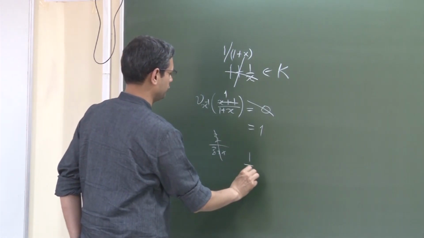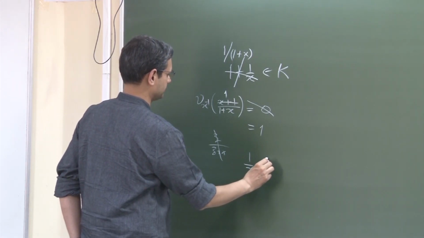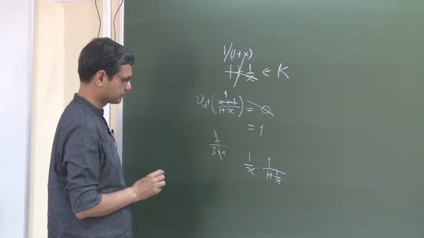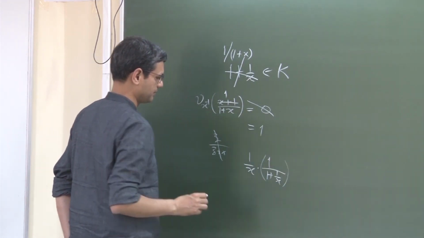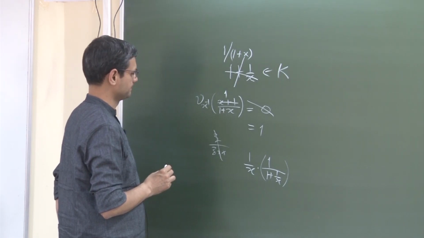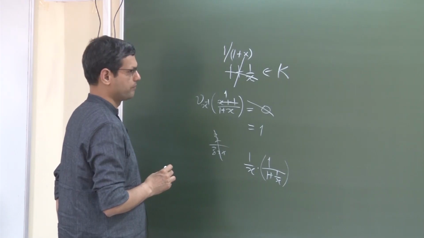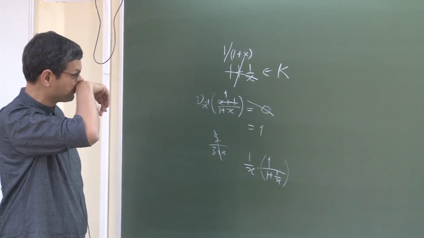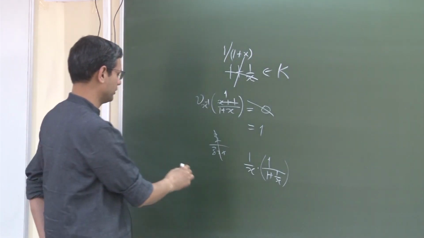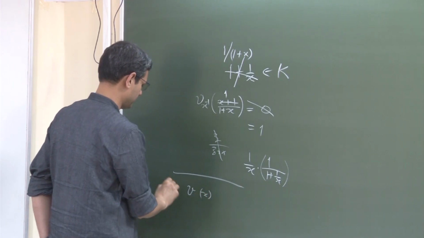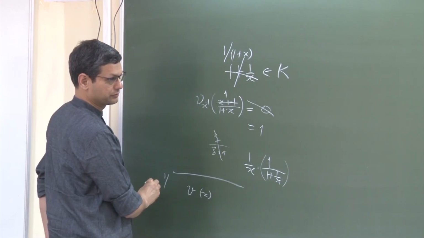Okay, so what you do, 1 by x you take out and then do this. And this is a unit. I see. Yeah, so 1 by x is a nice interpretation. What is the interpretation of 1 over x minus 1 then? So you want to calculate the valuation of x with respect to 1 over x minus 1.